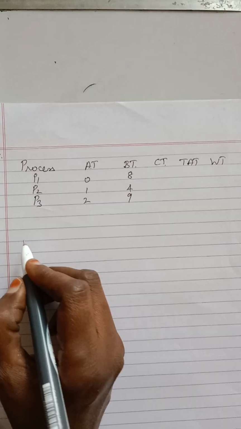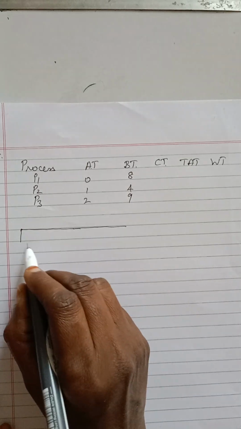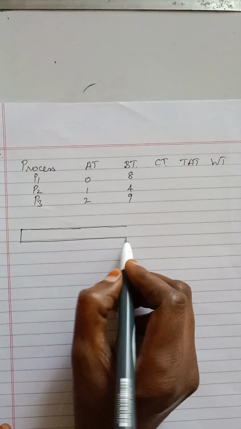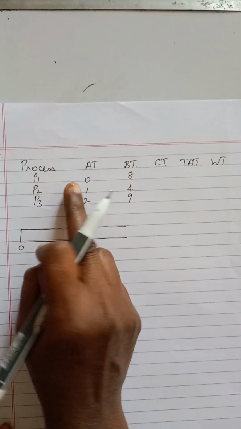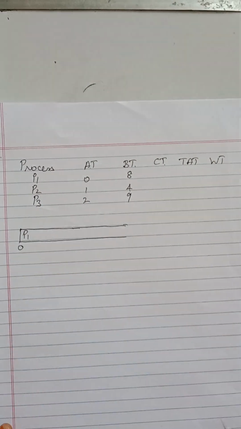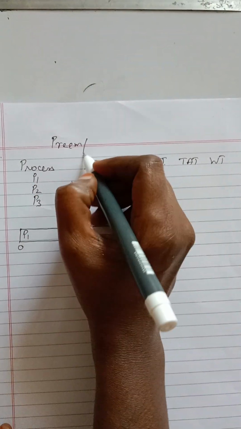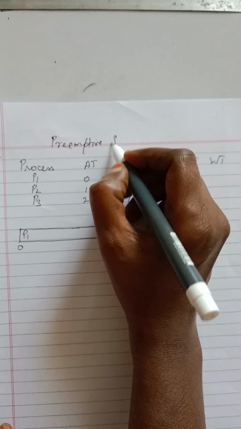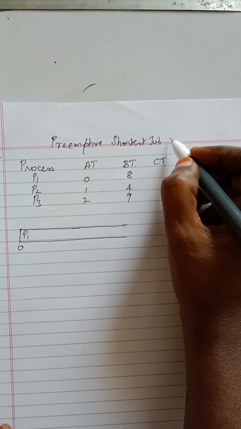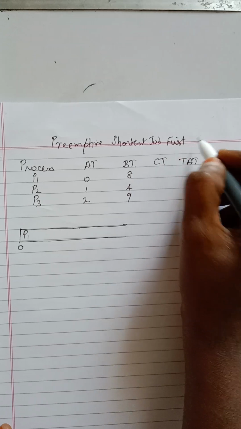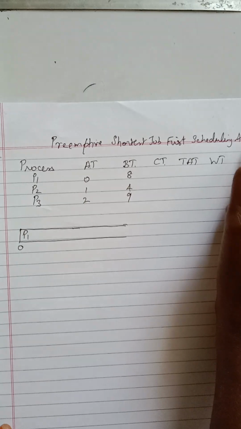So you have to find out the completion time. For the completion time we have to draw the timeline, the chart. Here we know that at time 0, P1 arrives. It is a preemptive shortest job first scheduling algorithm.